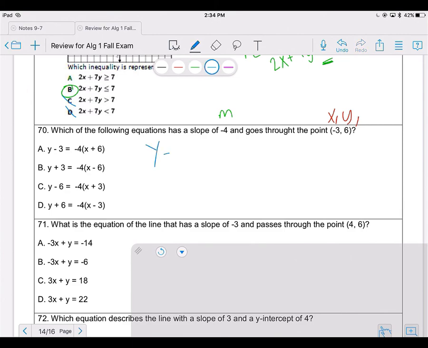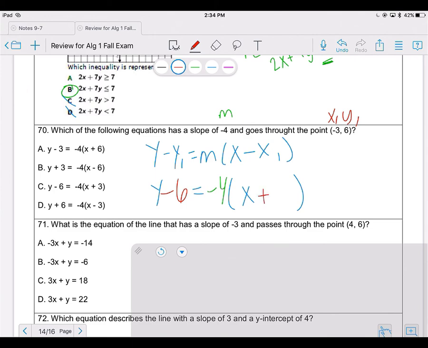Point slope is y minus y1 equals m times x minus x1. So my y's and my x's stay. My slope is -4, and be very careful. Minus your y point, minus your x point, minus a negative is plus. The only one that has this is answer choice C.